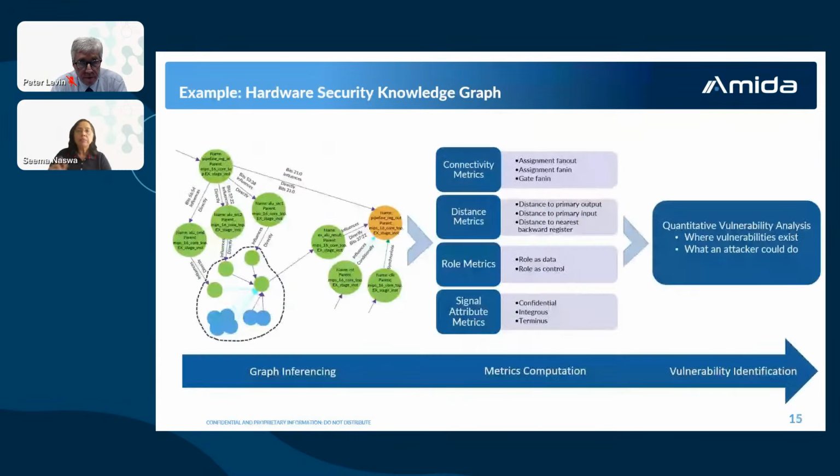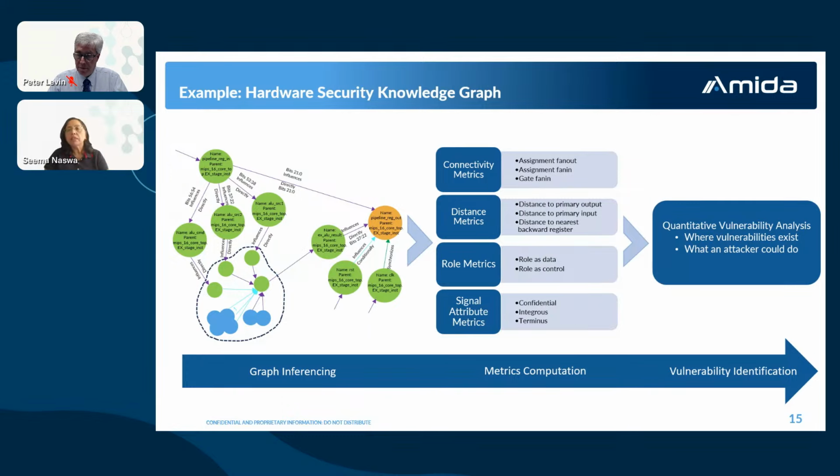And how do we do that? Using the graph, we can calculate rich metrics. Some metrics we derive directly from the RTL, some metrics we compute on top of that, and we can capture the structure and behavior of the design. Connectivity metrics tell me how many other nodes a signal interacts with, which tells us how influential or critical a signal is. Distance metrics tell how far a signal is from the key privilege point, helping us understand how easily its effect can propagate.